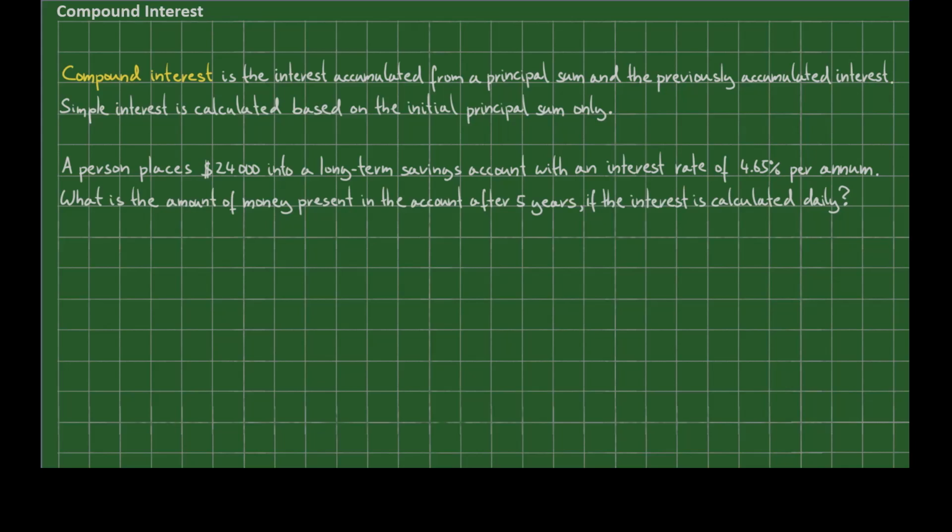A person places $24,000 into a long-term savings account with an interest rate of 4.65% per annum.